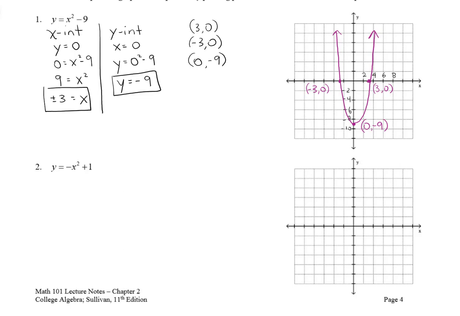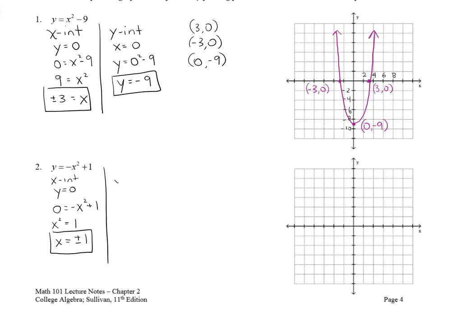Continuing on to question number 2. We're going to do the exact same work. We're going to look for the x-intercepts by plugging in y is equal to 0. And I'm going to get 0 is equal to negative x squared plus 1. I'm going to go ahead and move the x squareds over to make it positive, and do the square root property, and I'm going to get x is plus or minus 1.